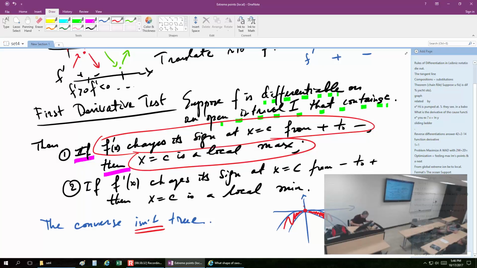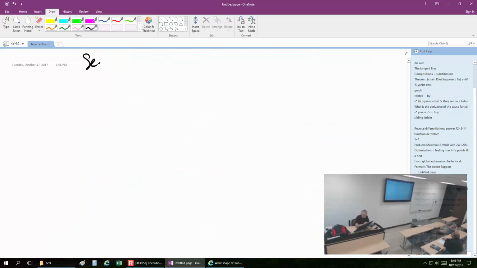Okay, I have a large example. Let me go on to the second derivative test, which is much simpler, but uses the second derivative. You already know the answer, I suppose. So the second derivative test.